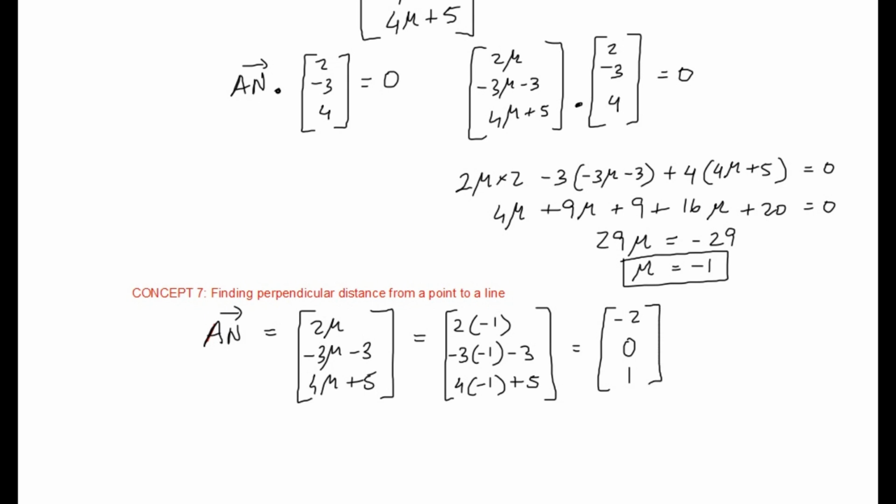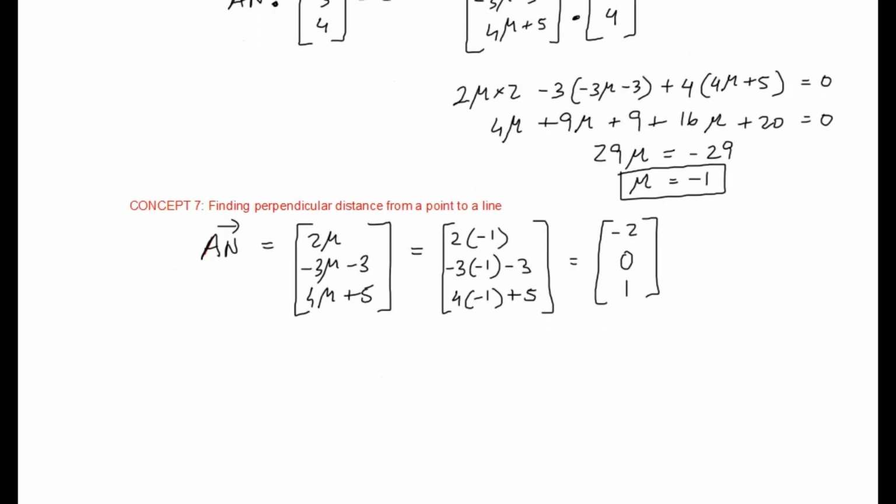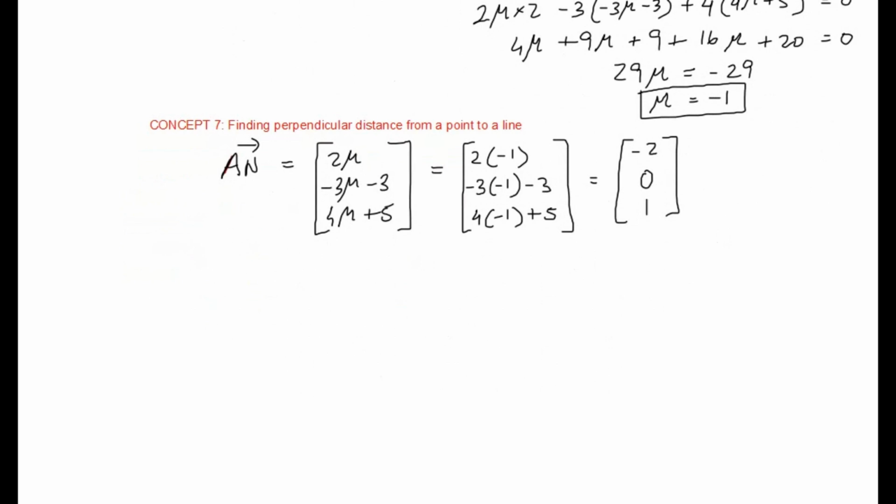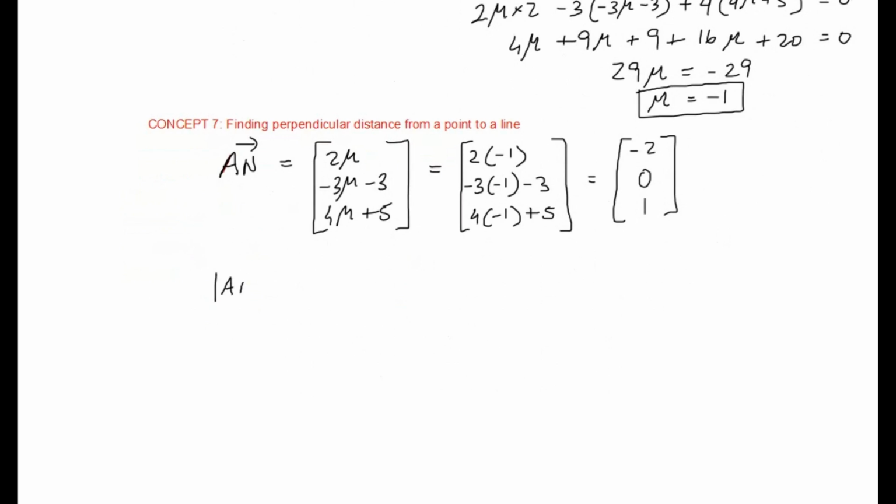Once you know AN, all you have to do is find its magnitude. So the magnitude of AN is the perpendicular distance from the point to the line. The magnitude of AN would be root of negative 2 whole squared plus 0 plus 1 squared, which is root 5.